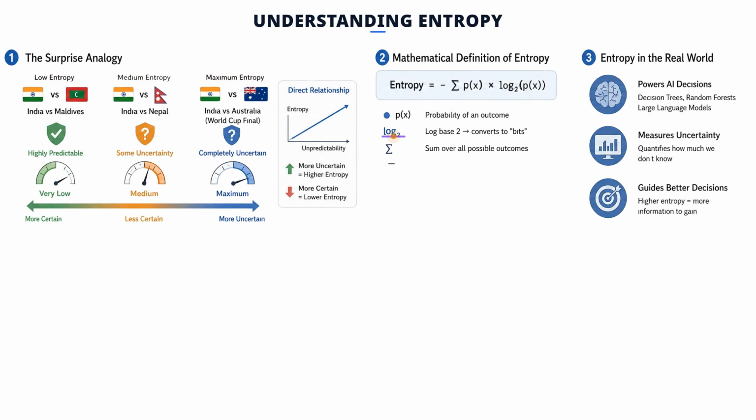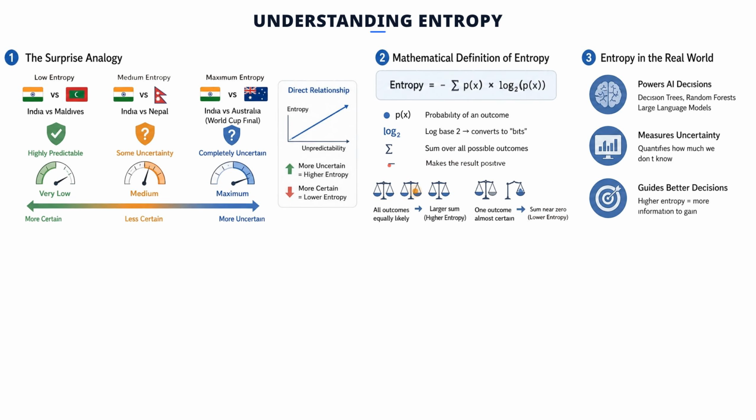Now, because the logarithm of a fractional probability is always a negative number, a minus sign is placed at the very beginning of the formula. This simply flips the result, so our final entropy value is positive. Finally, this sigma symbol tells us to sum up all these calculations for every single possible outcome in our scenario. If one particular outcome is almost perfectly certain, the sum of all this will drop down near zero. But if every outcome is equally likely, the sum will be large, reflecting that higher uncertainty.